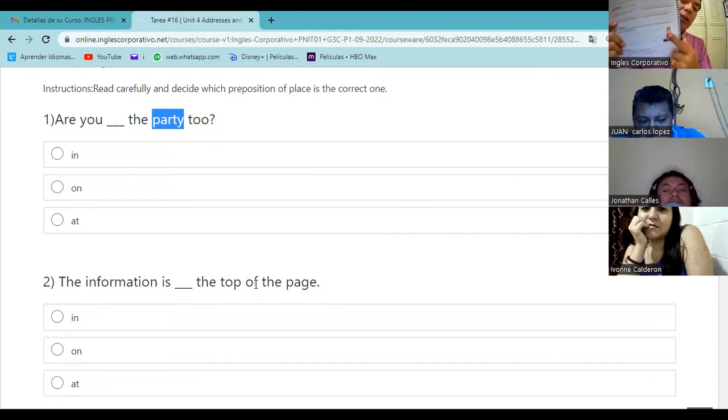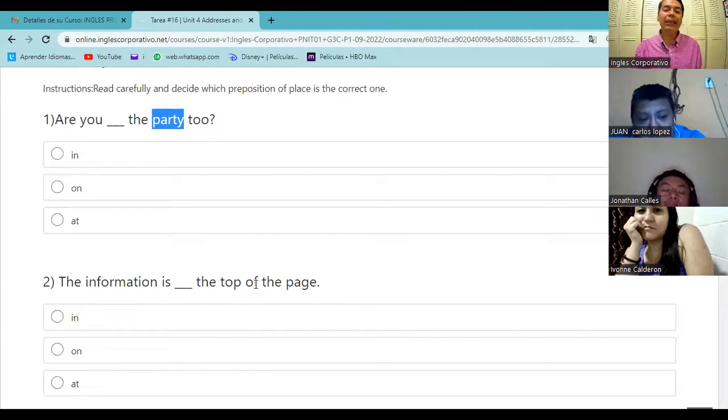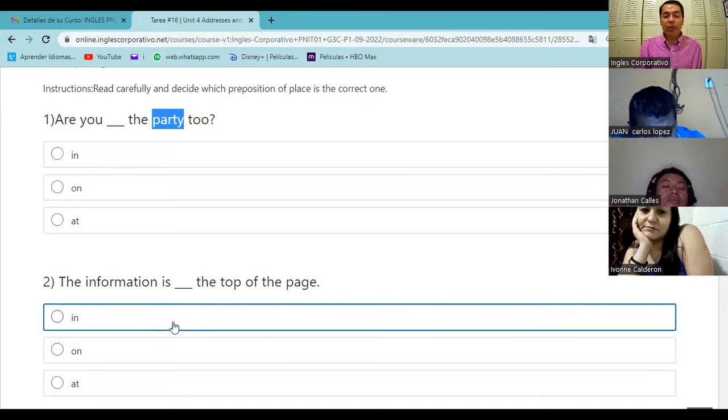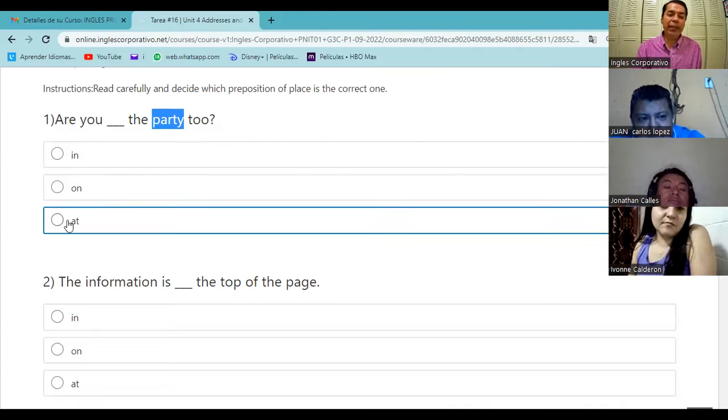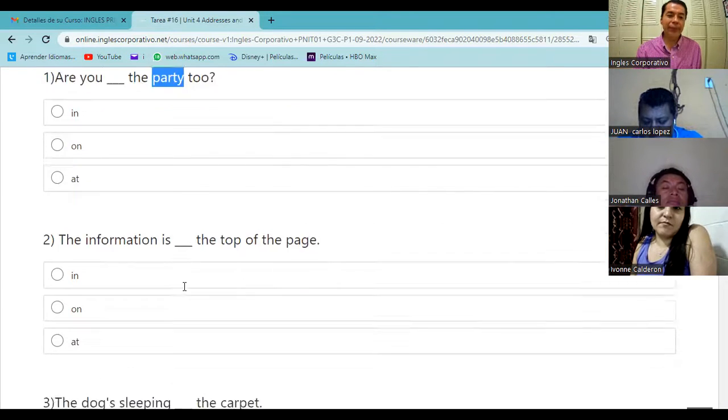The picture is under the page. It's in this case at the bottom of the page. Quiere decir abajo de la página, ¿sí? At the bottom. At the bottom of the page. Entonces, nuevamente estamos hablando de algo bien específico. La una sí es un poco ambigua entre in y at, pero esta sí es bien clara, ¿sí? Estamos hablando de algo específico.